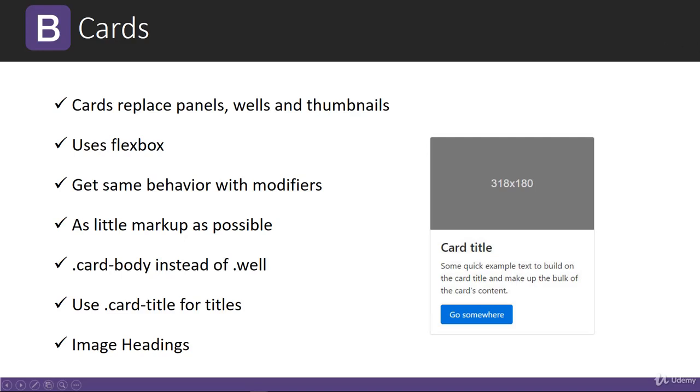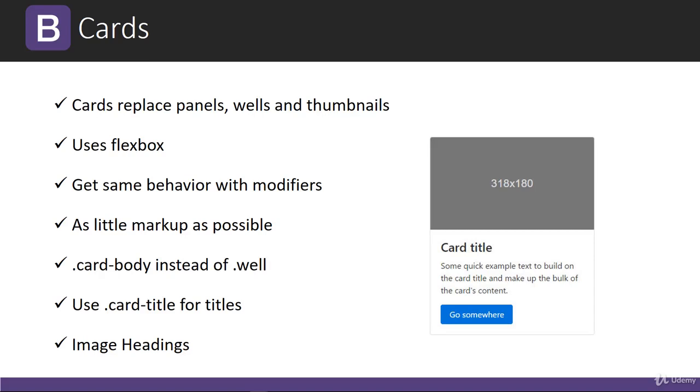Alright, so cards have replaced panels and wells. There's a huge variety of how you can make cards look. It can be as simple as what a well used to look like with just a border and some padding, but you can also add images, headers, footers, tabs, etc. Cards also use Flexbox. They were created to use as little markup as possible. You can use the card-body class, which will take the place of the well class that Bootstrap 3 had. It'll give you your border and your padding.